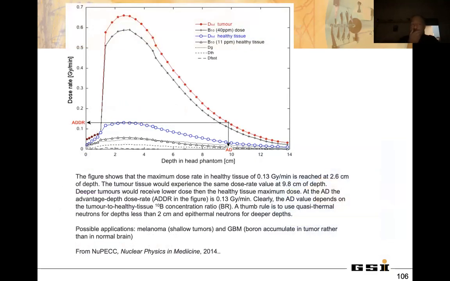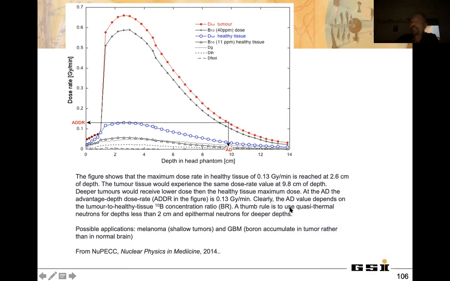The problem that you can have is this one. You see, this is the depth in penetration, and this is the dose rate here. And the problem is that, let's say, the ADDR is the advantage depth dose rate. And you see that the problem that you have here is that if you go too deep, you lose this advantage. So the dose to the normal tissue becomes comparable to the dose in the tumor.